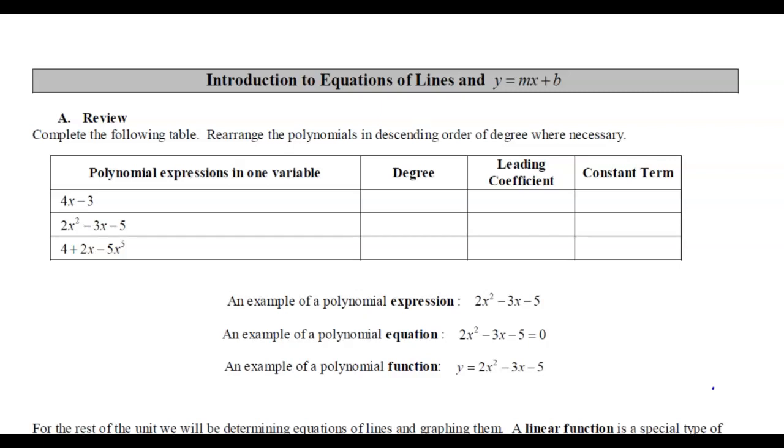Okay, so it says complete the following table, rearrange the polynomials in descending order of degree where necessary. So the first two are already in descending order of degree. The third one isn't. So take a minute to do that, please. Then look at them. Look at them and decide what degree each of them is, what the leading coefficient is, and what the constant term is. So you have to remember back to the polynomials unit.